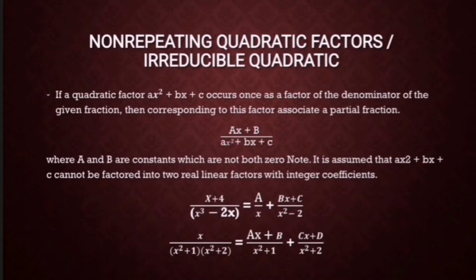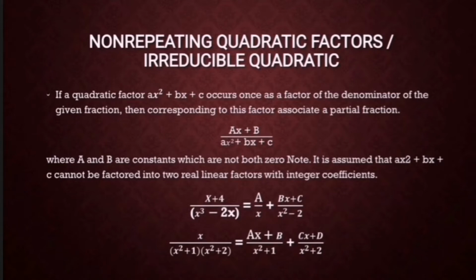The first example is x plus 4 all over x cubed minus 2x. We could factor the denominator into x times the quantity x squared minus 2. So we could equate this to its partial fractions as A over x plus Bx plus C all over x squared minus 2. Then the second example is x all over the quantity x squared plus 1 times the quantity x squared plus 2.